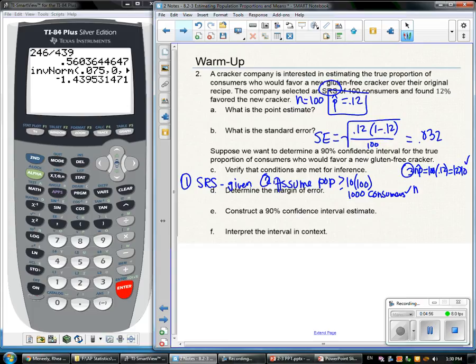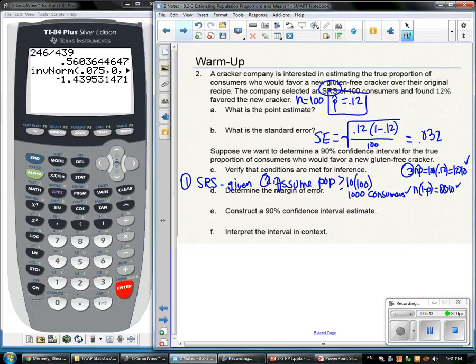So if I'm dealing with 100 things, and I've got 12 successes, my number of failures is going to be 88. So you don't necessarily have to do n times 1 minus p. You can subtract your successes from your sample size. Okay, so both of those conditions are met. So I know I can use a normal distribution.